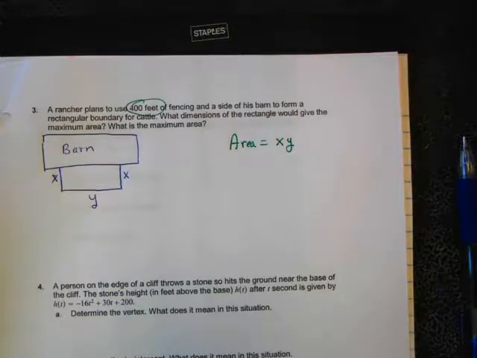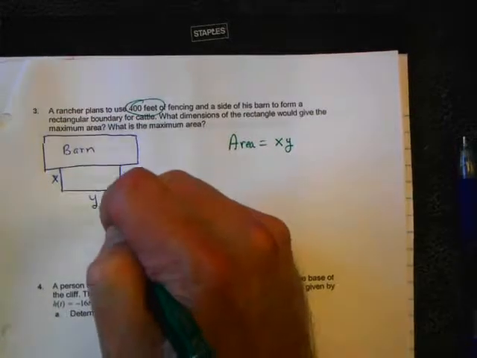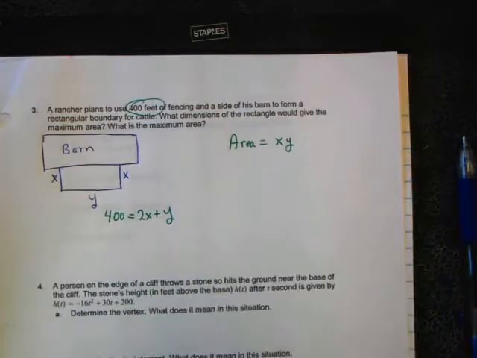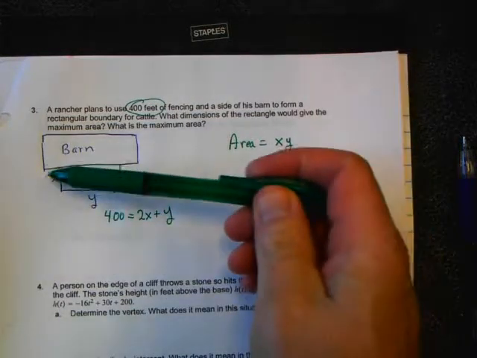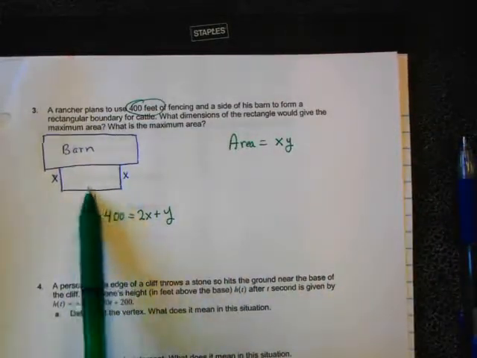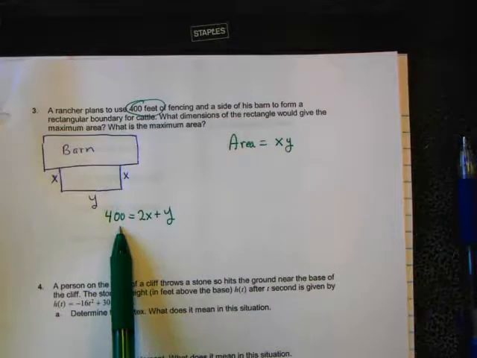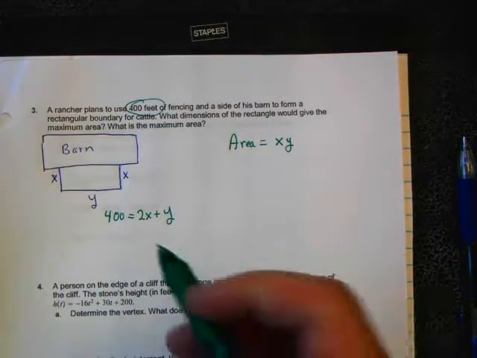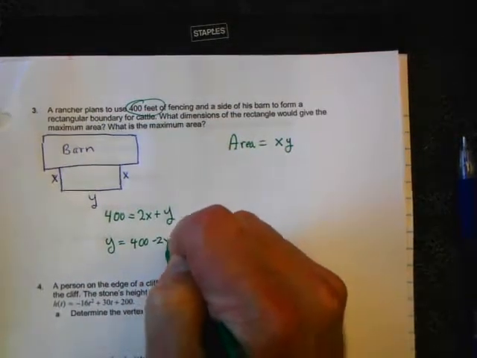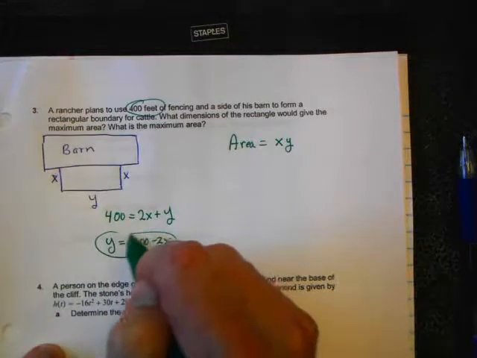Not 2x times y, but rather 2x plus y. Why does 400 equal 2x plus y? I have to build two pieces of length x, but I only have to build one piece of length y, and I'm going to use all 400 feet of my fencing. So I can write this as y equals 400 minus 2x, and we're going to take that and plug it in there.